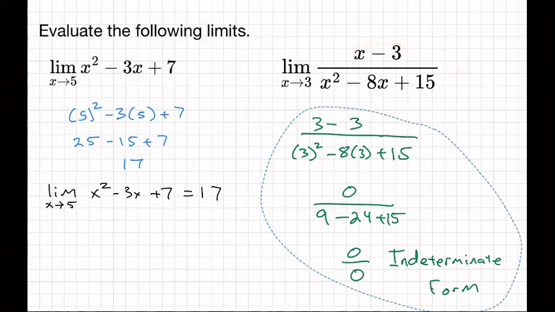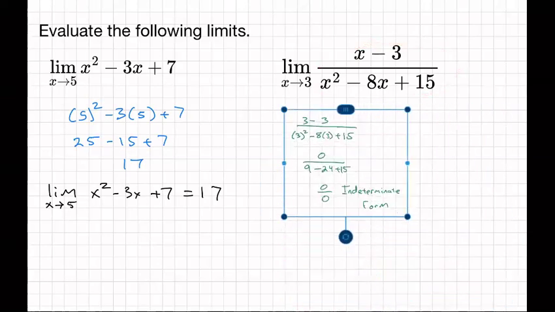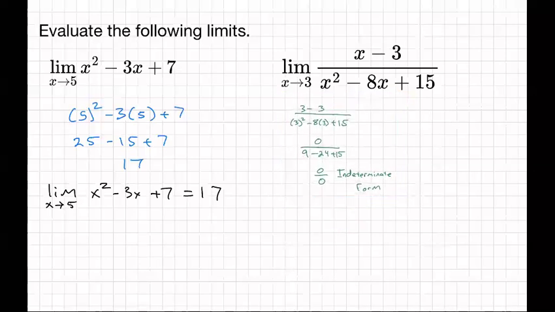So we got indeterminate form when I tried direct substitution. Let's try to then simplify it and see what we get. Well, simplifying this here, let's do our factoring. So let's do a quick little table here, a times c.